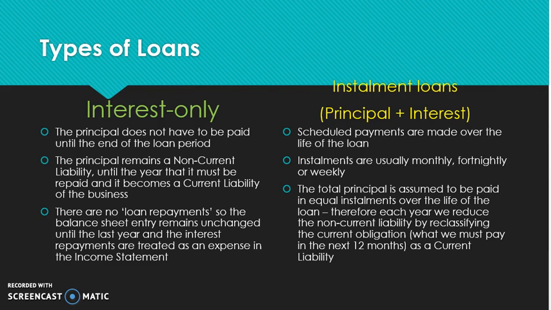Installment loans are where you pay some of the principal plus interest off. The scheduled payments are made over the life of the loan. Installments are usually monthly, fortnightly, or weekly. The total principal is assumed to be paid in equal installments over the life of the loan. Therefore, each year we reduce the non-current liability by reclassifying the current obligation, what we must pay in the next 12 months, as a current liability.